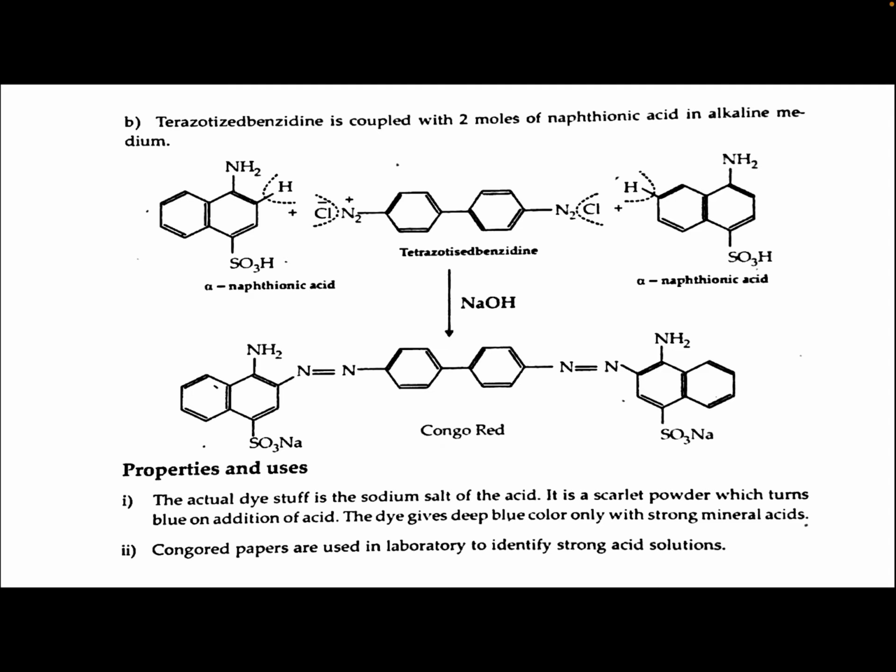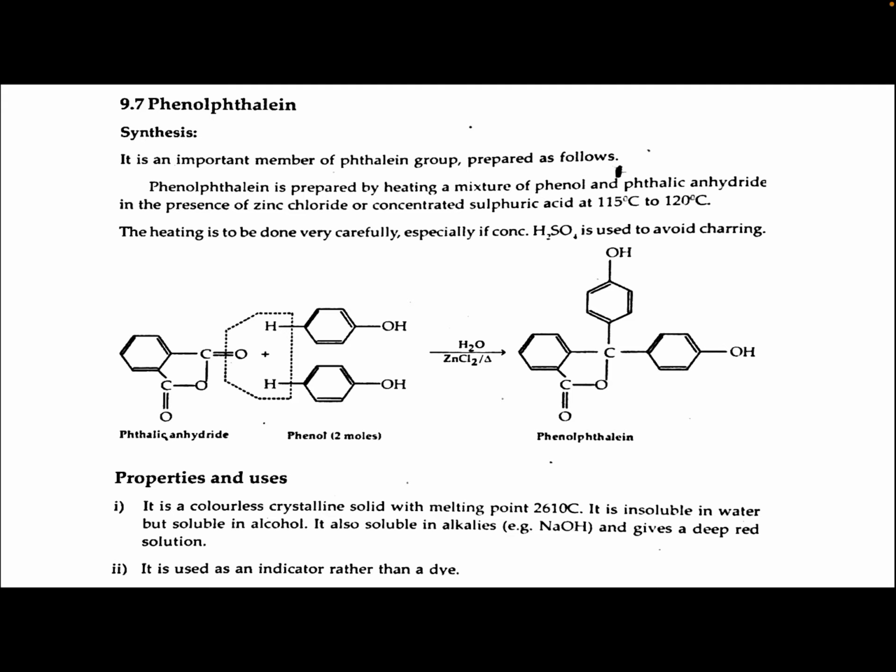Then tetrazotized benzidine is coupled with 2 moles of naphthionic acid in alkaline medium. Alpha naphthionic acid with tetrazotized benzidine, 2 molecules, we get Congo red. Uses: the actual dyestuff is the sodium salt of the acid. It is a scarlet powder which turns blue on addition of acid. The dye gives a deep blue color only with strong mineral acid. Congo red papers are used in the laboratory to identify strong acid solutions.